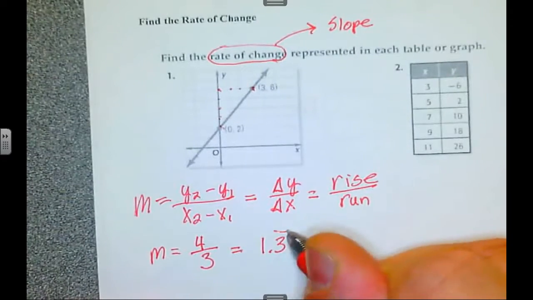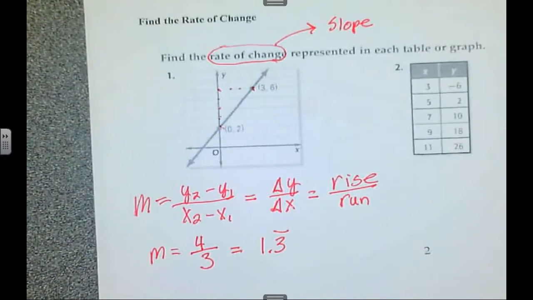1.3 repeating. Okay, usually with rate of change, it works with real life problems, and we have labels attached to it. That's why we normally have it as a whole number. 1.3 repeating is technically our whole number.